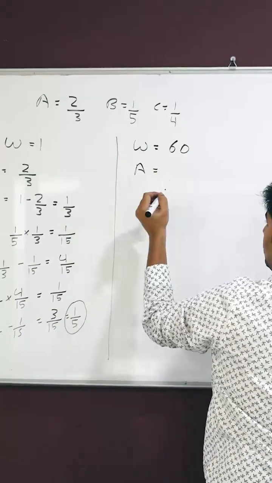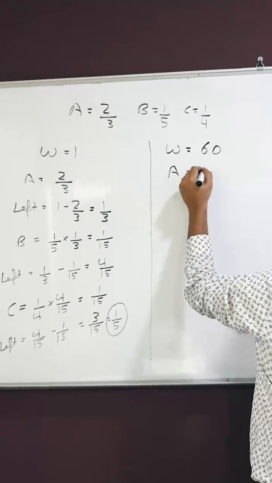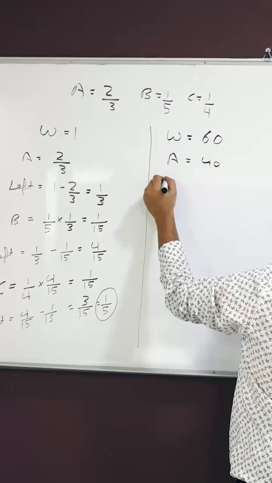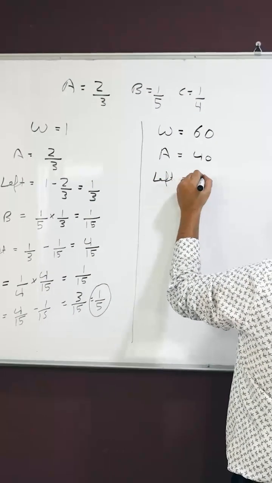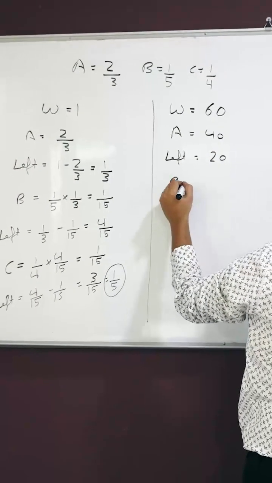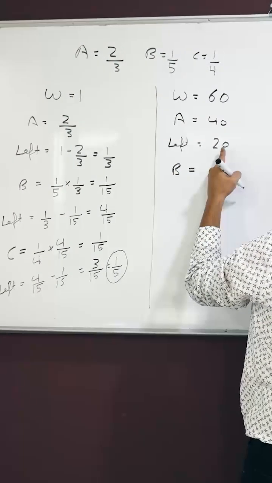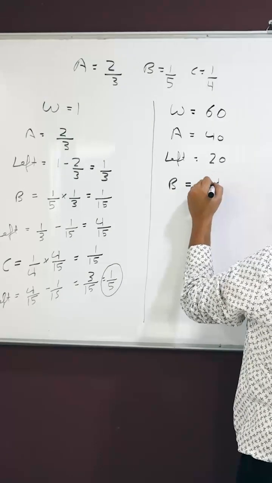So let's try to do this question by taking the work as 60 and understand the difference. A does 2/3 of the work. 2/3 of 60 is 40. So how much work is still left? 20. Then B came and did 1/5 of 20. 1/5 of 20 is how much? 4.